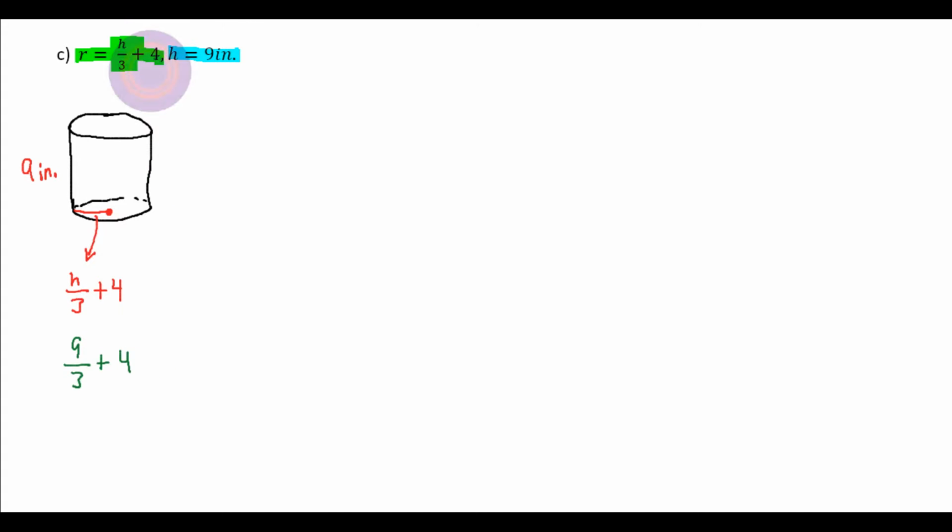All right, so 9 divided by 3 will give us a value of 3, and we've got to take 3 and add 4 to it. So 3 plus 4 gives us a value of 7. So the radius, r, is really equal to 7.